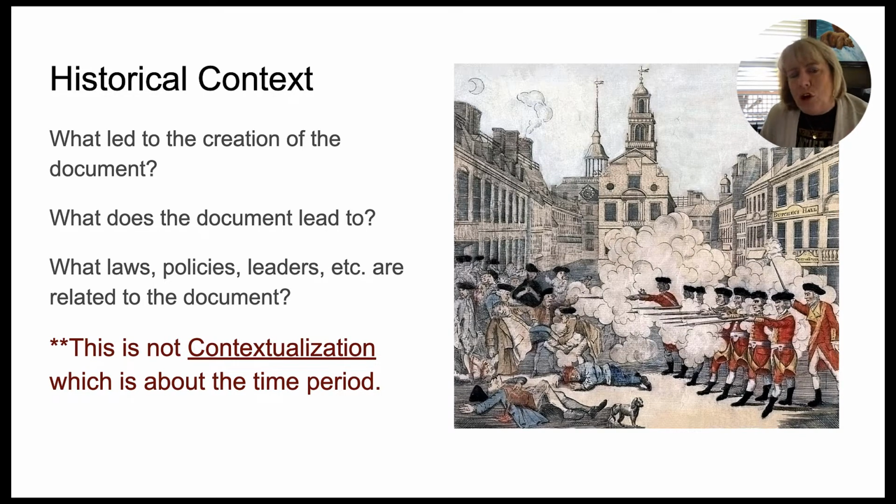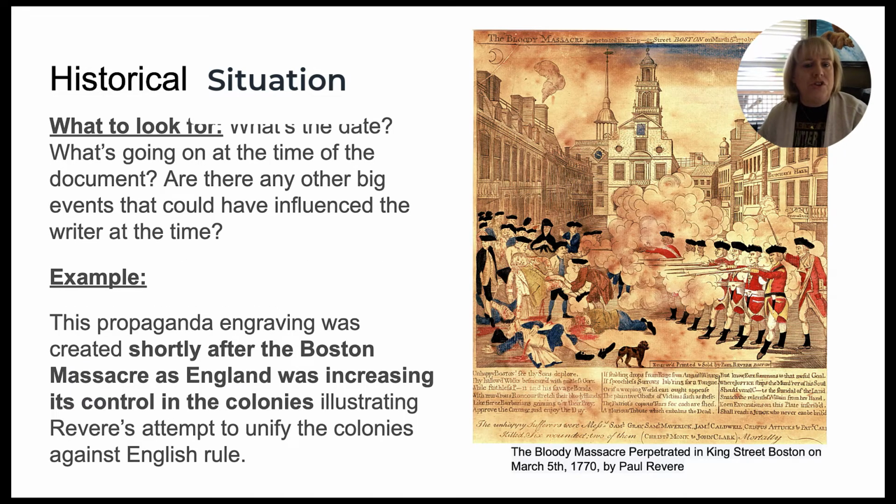So I don't like to call it historical context. I actually like to call it historical situation because I think that captures more of what you're trying to do. So from now on, we're going to refer to this as historical situation. So, historical situation. What are we going to look for when we look at a document? For instance, what's the date? What's going on at the time that that document has been created? And are there any events that maybe influenced the writer or the creator of that document at the time?